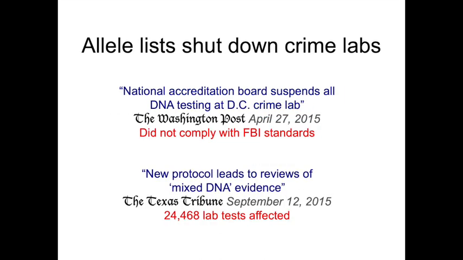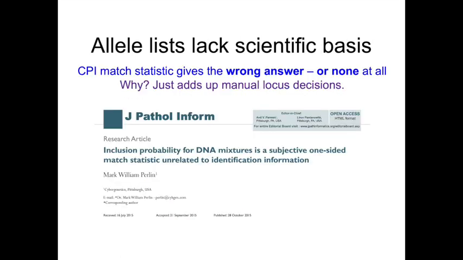In fact, it's so bad that these allelist methods with CPI shut down crime labs. In 2015, the Washington, D.C. lab and a Texas lab were both shut down. The reason for it is that allelists don't have any scientific basis. CPI doesn't work. It's supposed to be measuring how much information is present in the evidence. It doesn't. All it does, when you look at the actual data and you study it, which we did and others have done, is just count up how many locations, how many loci, or genetic tests an analyst is reporting.